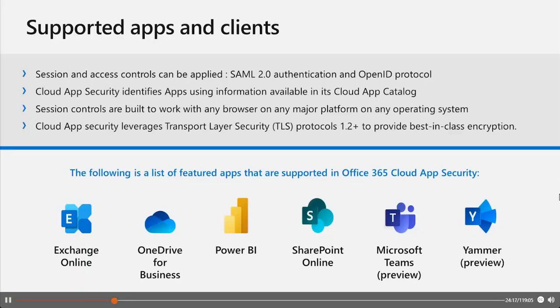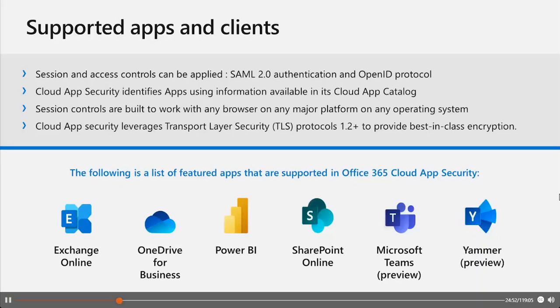Another side note is that Cloud App Security leverages the Transport Layer Security TLS Protocol 1.2 Plus to provide the best-in-class encryption mechanism. So native applications and browsers that do not support TLS 1.2 Plus will not be accessible when configured with session control. However, SaaS apps that use TLS 1.1 or lower will appear in the browser as using TLS 1.2 plus when configured with Cloud App Security.